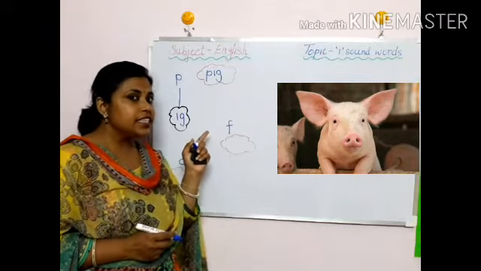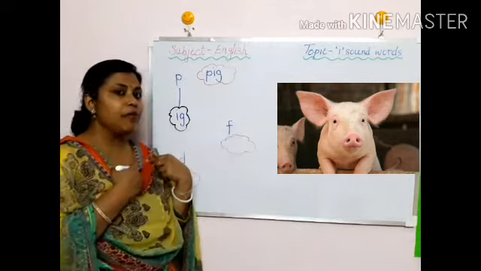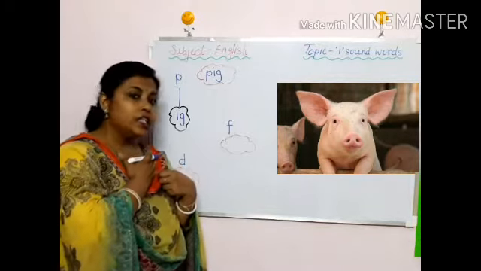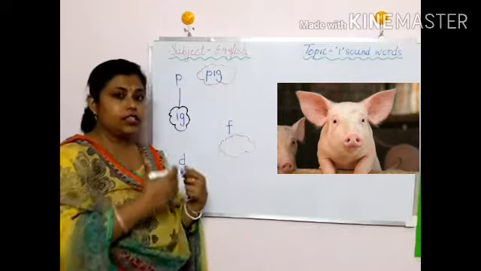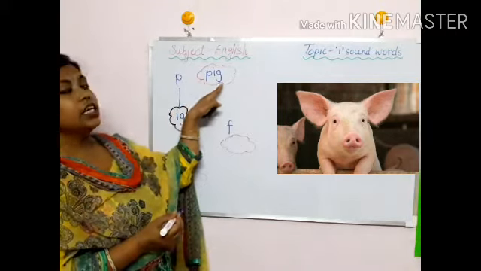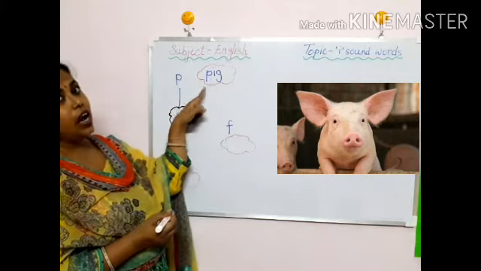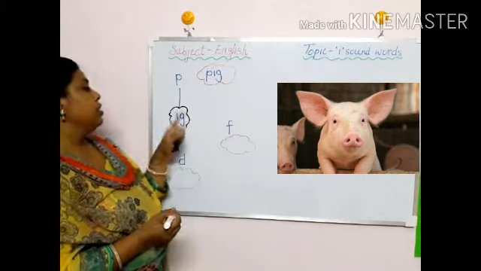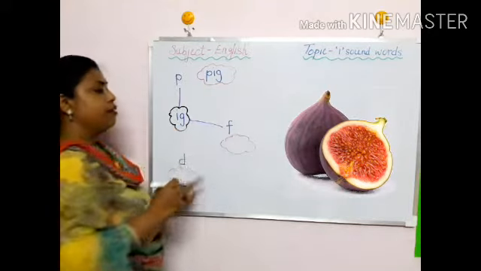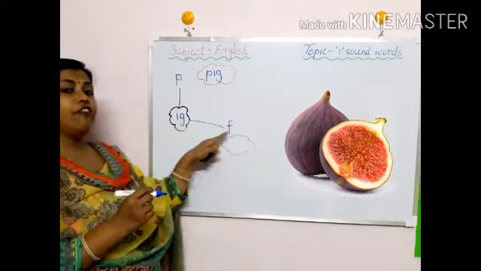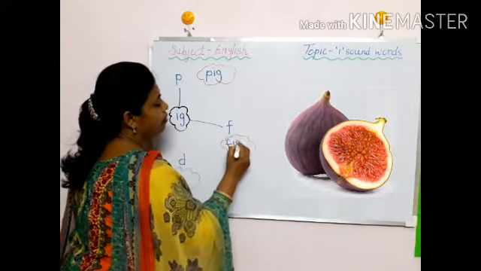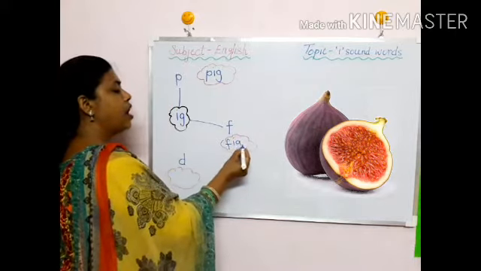And when we say this, when something is near, ma'am told you na, kuch cheez hamare jab koi cheez paas hoti, we say this. It is near, this. So, pig. What is the spelling? P-I-G, pig. Next, who will become the friend of ig? F. Fig. F-I-G.